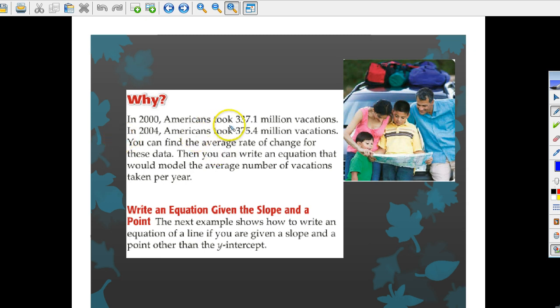In 2000, Americans took 337.1 million vacations. In 2004, Americans took 375.4 million vacations. You can find the average rate of change for these data. Then you can write an equation that would model the average number of vacations taken each year.